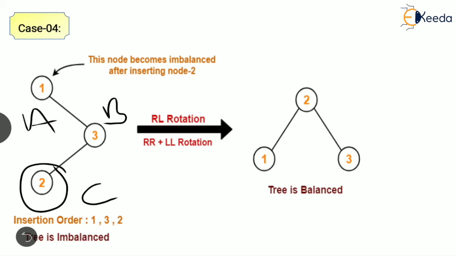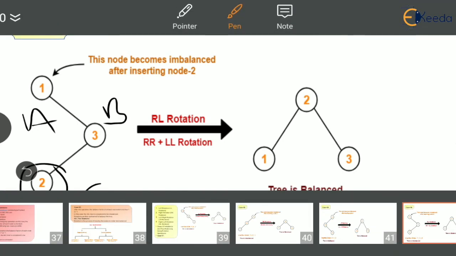So how we are inserting the data: the insertion order is 1 3 2, and after balancing it the insertion order will be changed, and we are following the rule from binary search tree. The height of the left subtree is less than the height of the right subtree, so 1 minus 1 is equal to 0. So now your tree is completely balanced over here. So this is all about the AVL tree. Thank you.